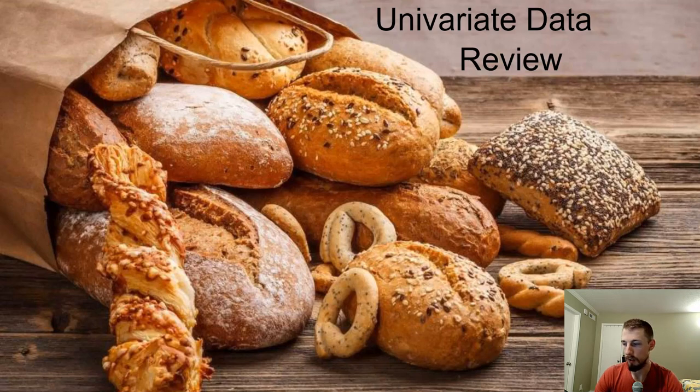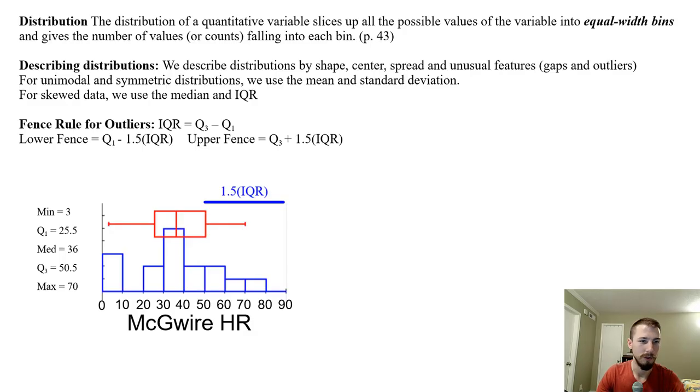And then we're going to start our next unit, which is bivariate data, which is probably one of my favorite units. So anyway, all good stuff. Let's go ahead and get right into this. So we're going to do some univariate data review. We are going to talk about a bakery a little bit, so I got this nice picture for you to look at. Hopefully you're not too hungry now.